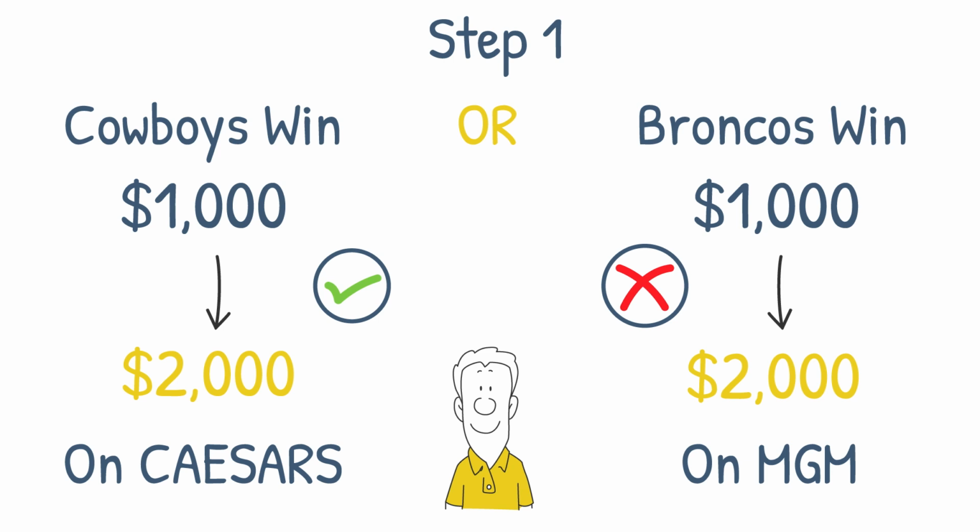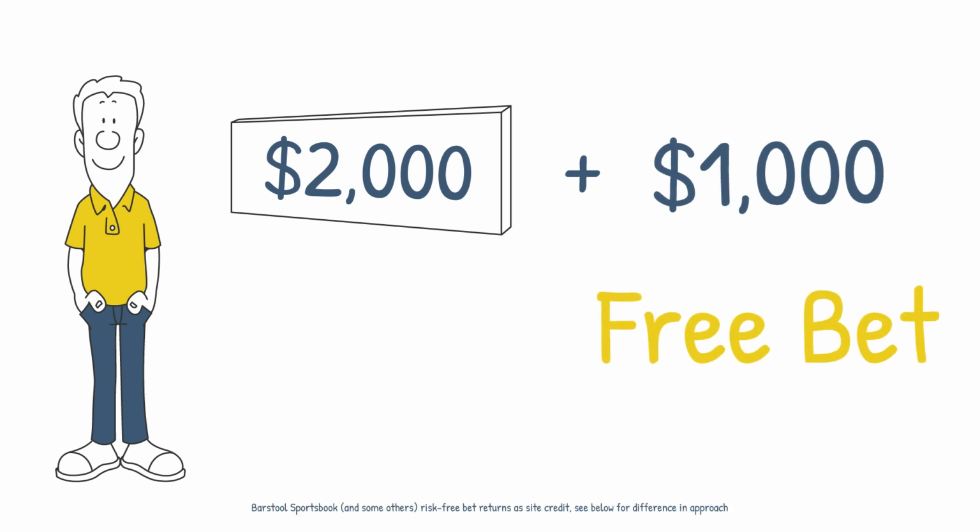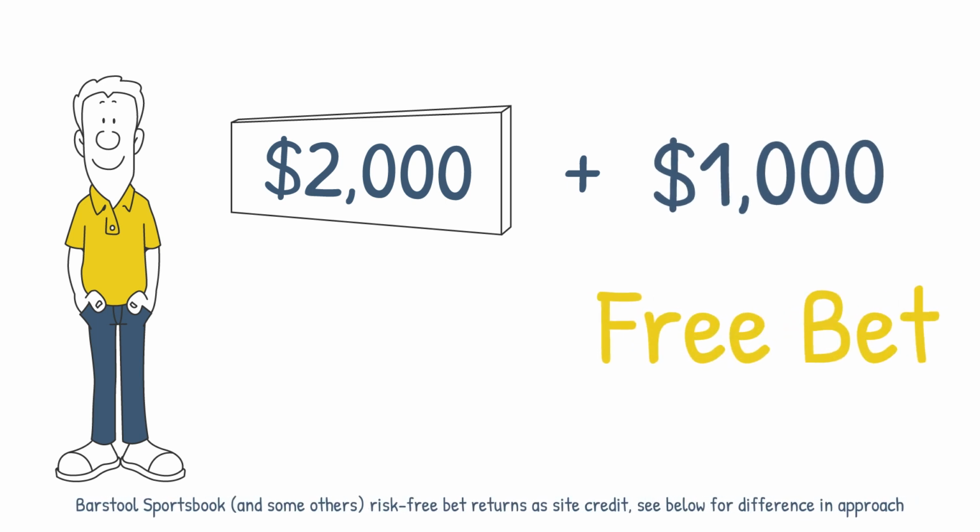So why would Jimmy do this if he's just getting his money back? He's just planting his potatoes so he can harvest them in the next step. Now, Jimmy has his money back, but he also has a $1,000 free bet on Caesars because that's the side he lost on, and it was risk-free. Remember, a risk-free bet promotion means that if you place a bet and lose, your money is returned to your account in the form of a free bet to use on another wager.